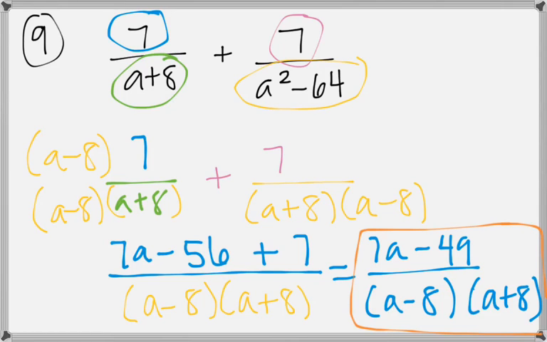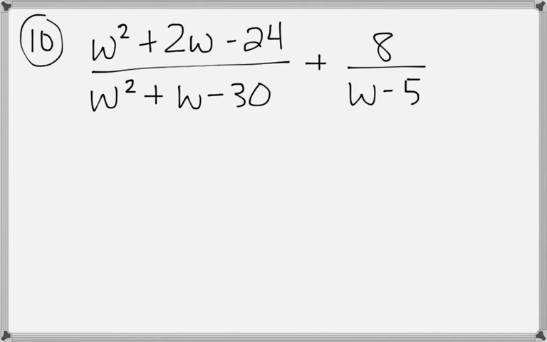Okay, so to add or subtract, we have to have like denominators. Once we have like denominators, we keep them until the very end when we can simplify maybe. Last one. Another addition problem. So again, we have to have like denominators and we have to factor.